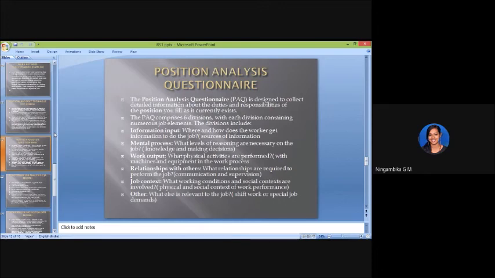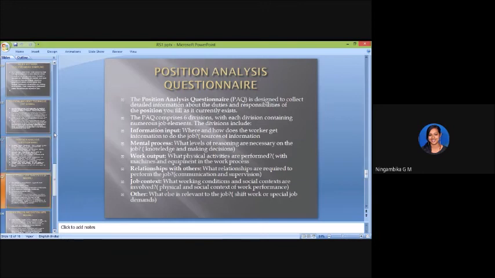And the last one is other. Whichever things are not added, that can be added here. So what else is relevant to the job, like shift work or special job demands? All these things can be analyzed in the last element of the position analysis questionnaire, that is others. Yes, so this is all about the position analysis questionnaire.